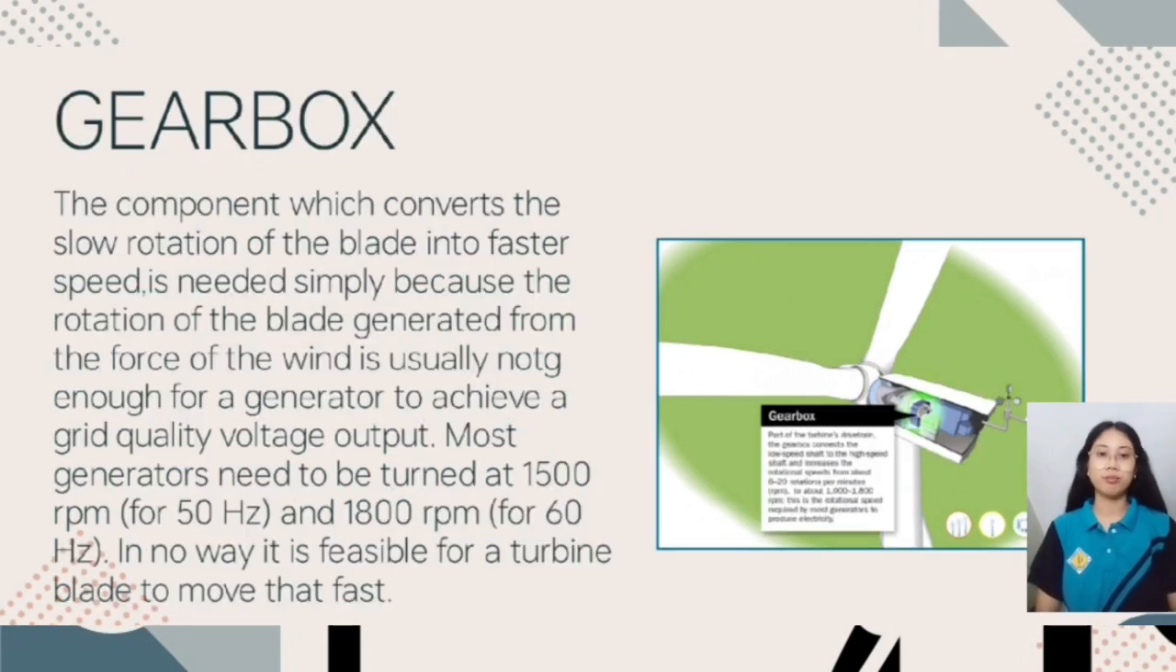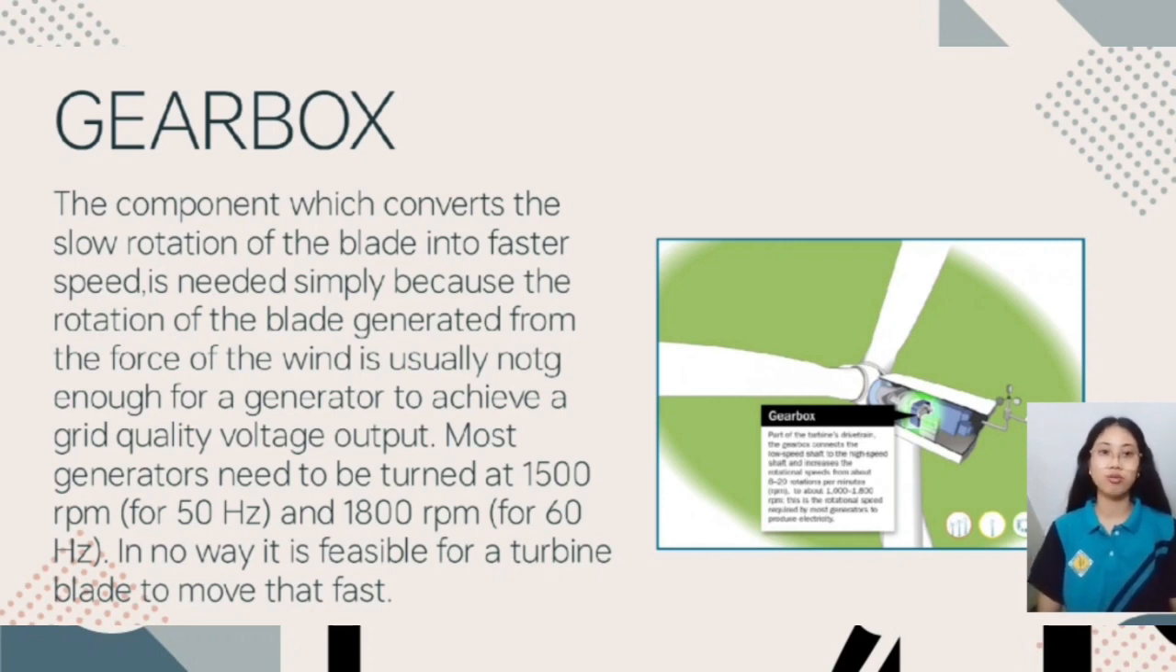Sapat ba yung ikot ng blade para paikutin yung generator at makapag-produce siya ng grid quality voltage? Ang sagot, mostly hindi. Ano naman ang magiging function ng gearbox? Yung mabagal na ikot ng wind turbine, pabibilisin ng gearbox. The component which converts the slow rotation of the blades into faster speed. It is needed simply because the rotation of the blade generated from the force of the wind is usually not enough for a generator to achieve a grid quality voltage output.